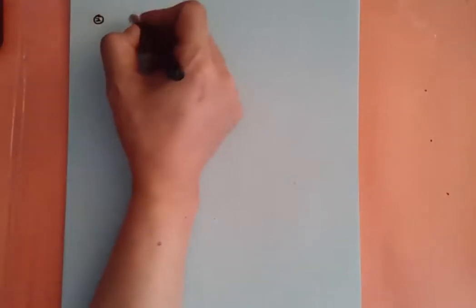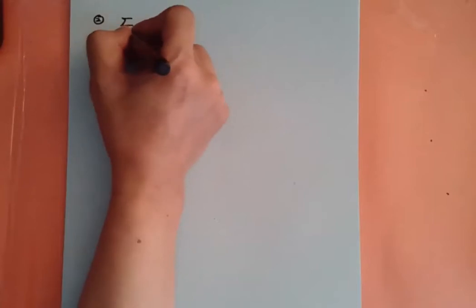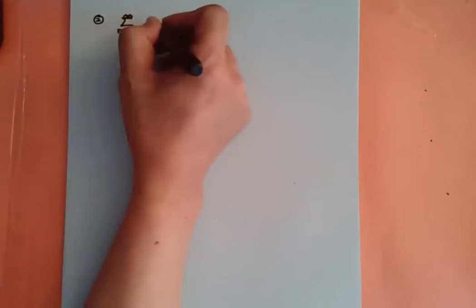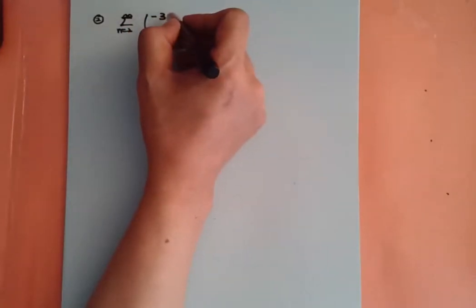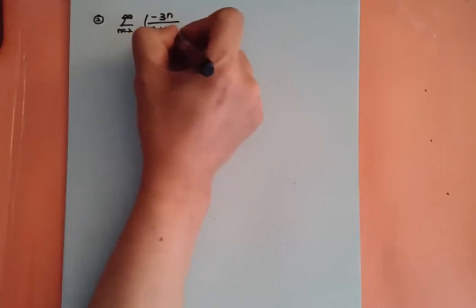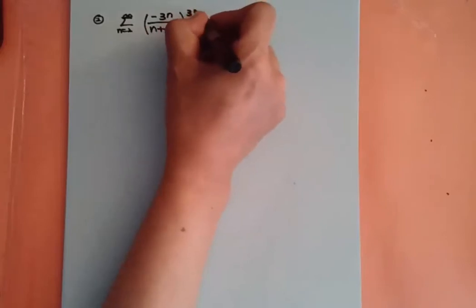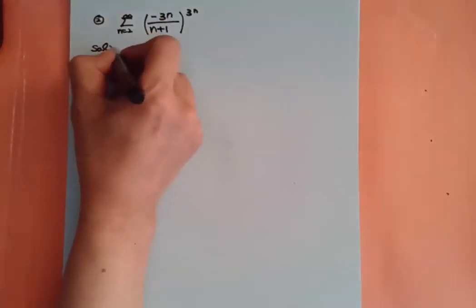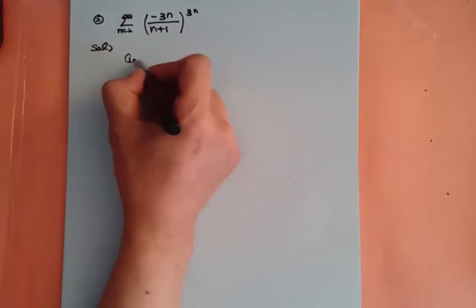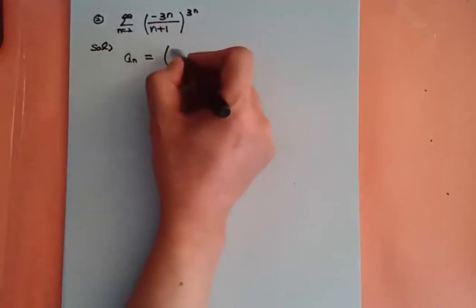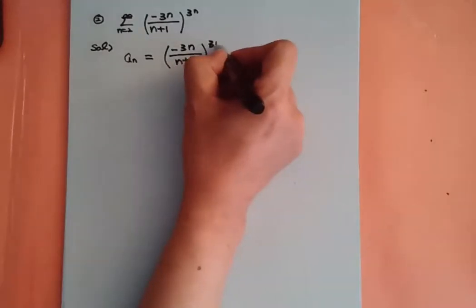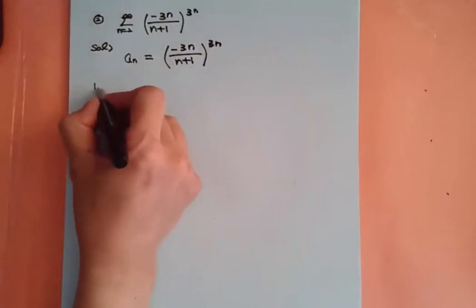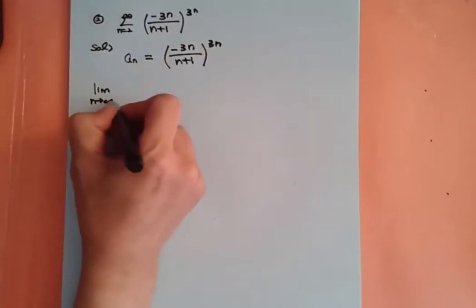The next problem is a similar pattern. Each term is raised to a certain power. We consider the summation n equals 2 to infinity of (minus 3n over n plus 1) to the 3n power. So in this case, each term is defined by this one: minus 3n over n plus 1 to the 3n power. And we want to apply the root test.